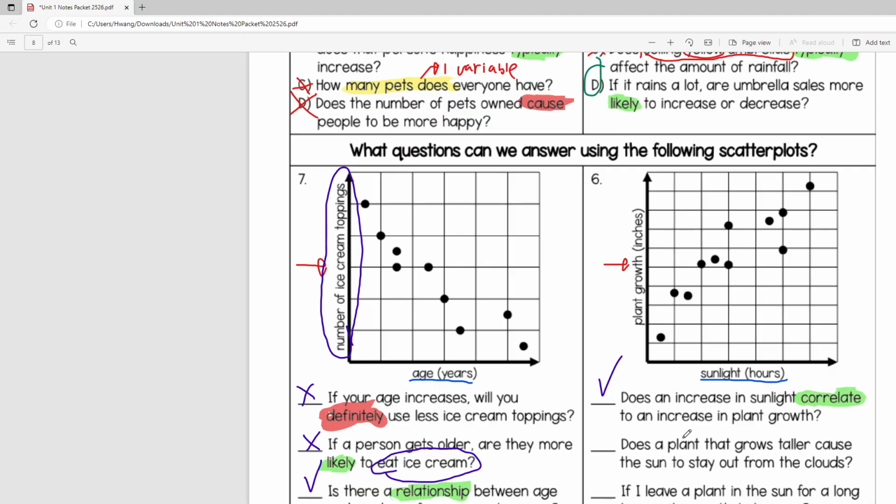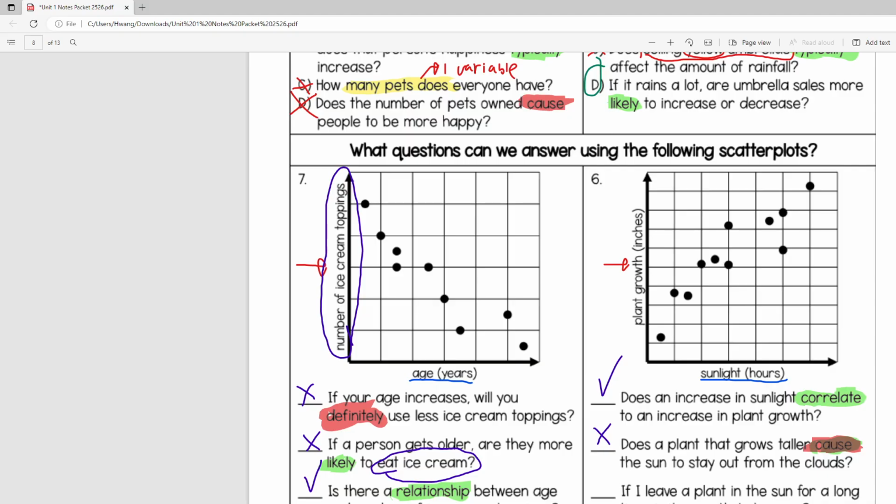What about the second one? Does a plant that grows taller cause the sun to stay out from the clouds? Cause. Oh, my bad. That should be in a red color. That is a word you should avoid, right? So that is not a good example.